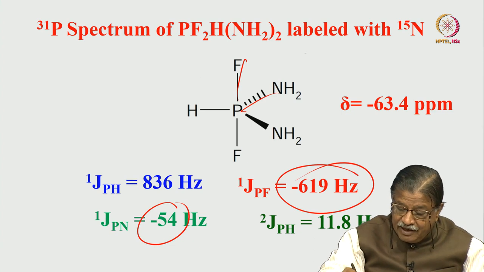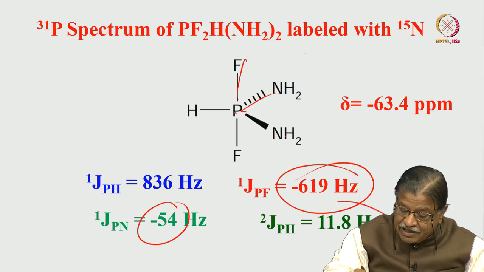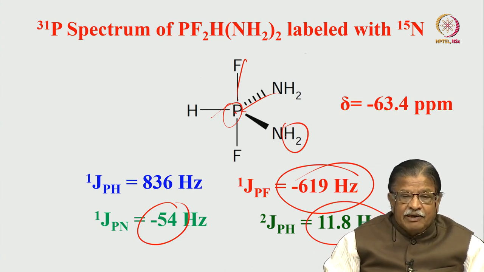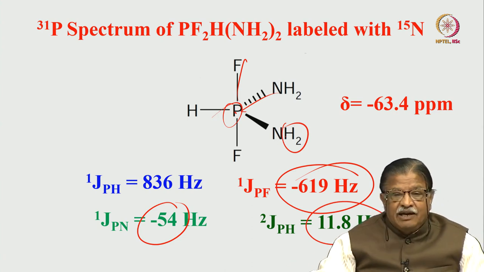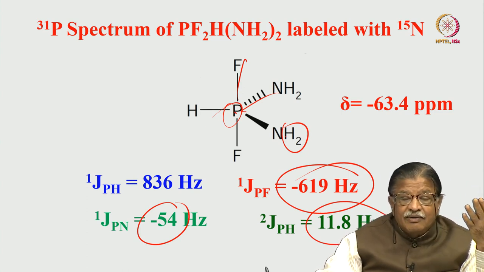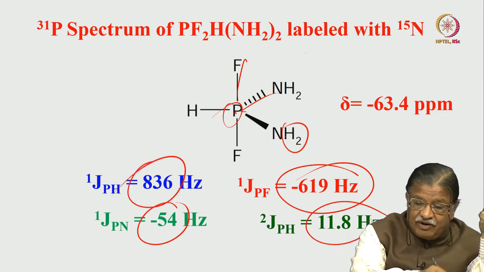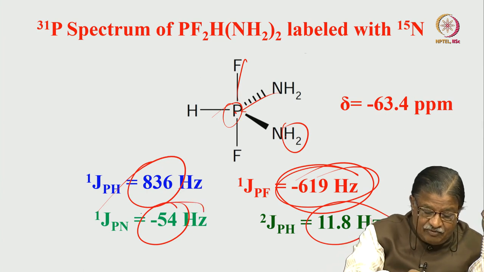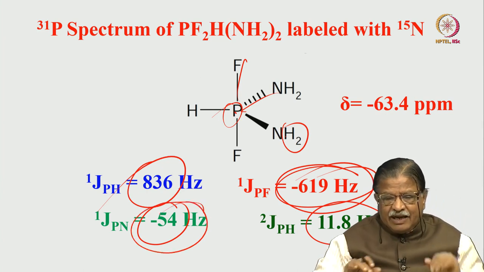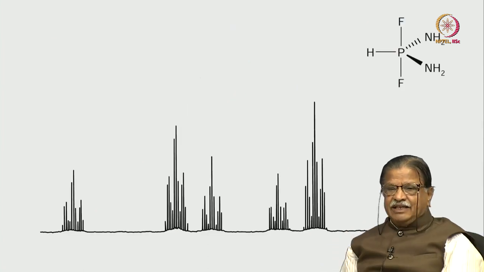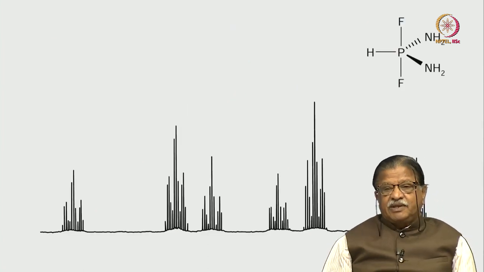And I am sorry, not one bond, the 2 bond PH coupling, the H2 group can couple to phosphorus, that is also reasonably large, about 12 hertz. So all the four couplings are quite reasonable, especially the one bond coupling is very large, and this one bond PF coupling is very large, and one bond PN coupling is also very large. Some have a negative sign, don't worry about that. That we will see later. And this is the typical spectrum for the phosphorus.